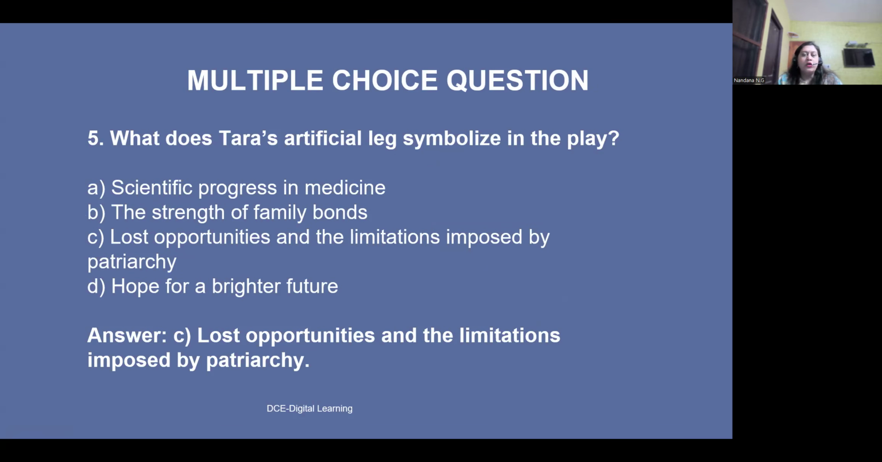The last question: what does Tara's artificial leg symbolize in the play? Scientific progress in medicine, the strength of family bonds, lost opportunities and the limitations imposed by patriarchy, hope for a brighter future. The answer is option C, lost opportunities and the limitations imposed by patriarchy.